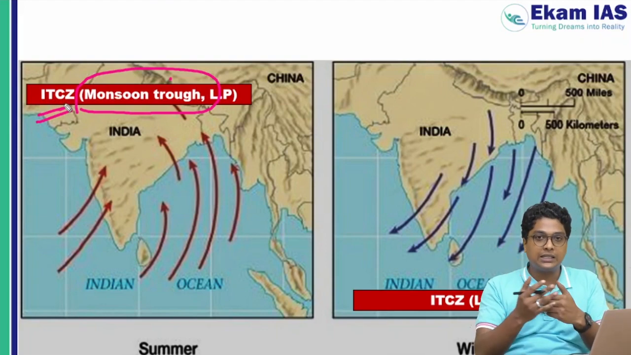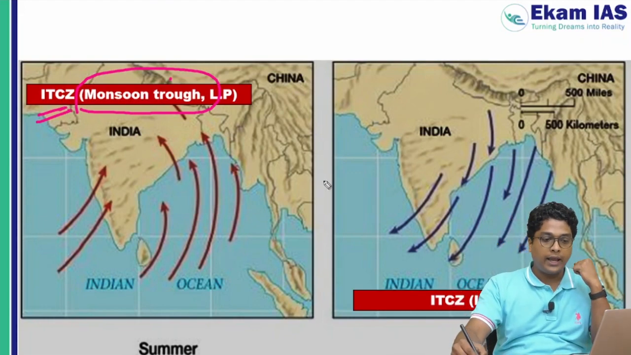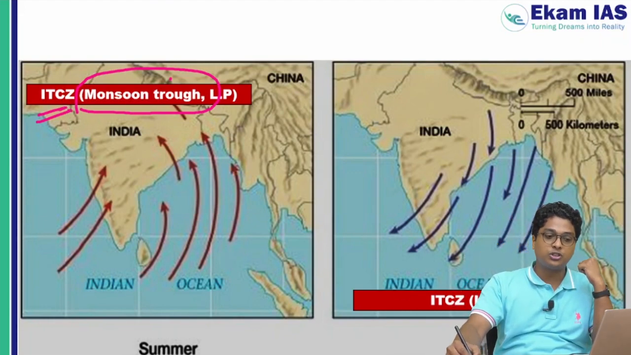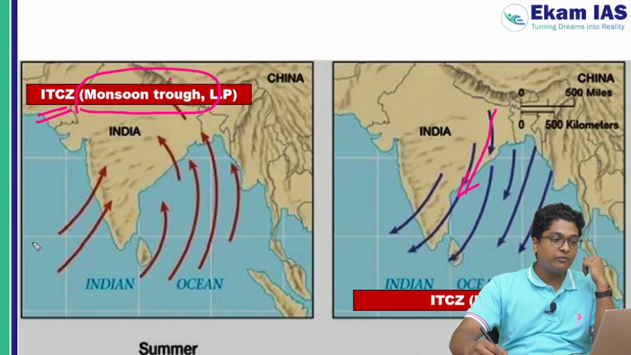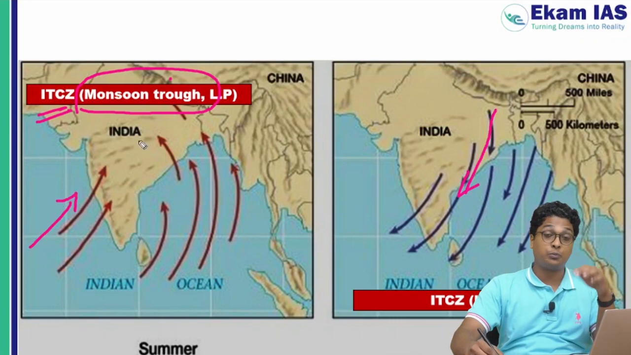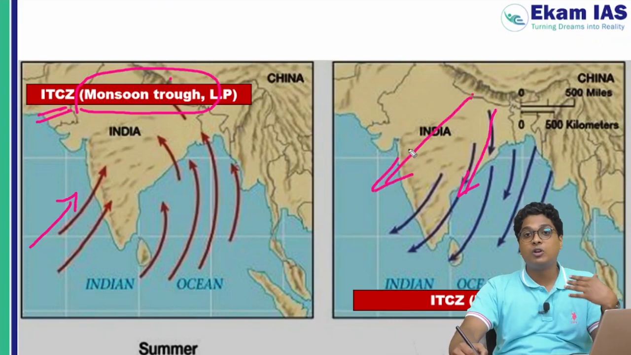Now during the winter time, the sun will be moving towards the southern hemisphere, and the ITCZ will change its position towards the southern hemisphere. So what happens is that the wind will be following the ITCZ, thereby changing its direction. So earlier, the wind was moving from the ocean towards the land, bringing more rainfall. Now the winds are leaving the continental region, from the continental region towards the ocean, which means that the rainfall will be reduced.